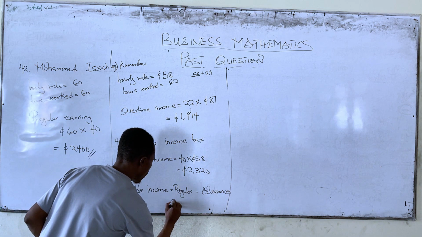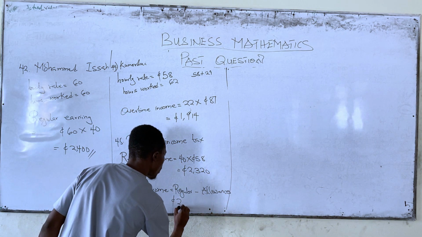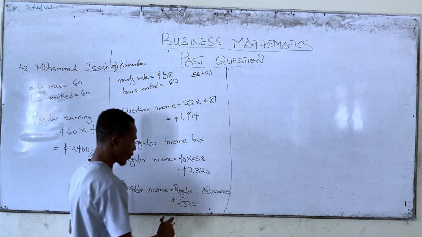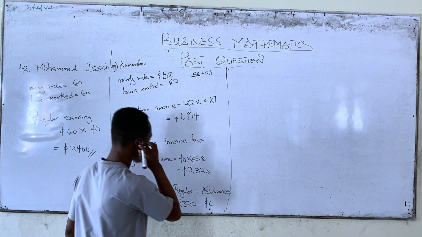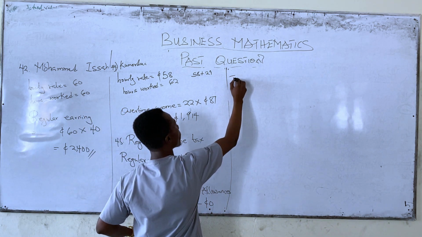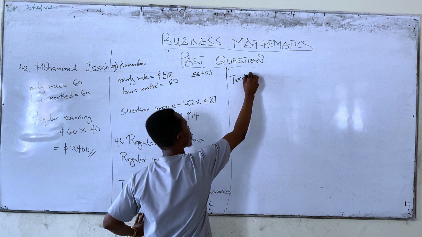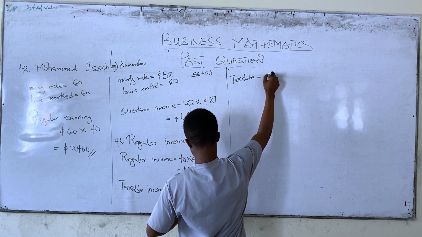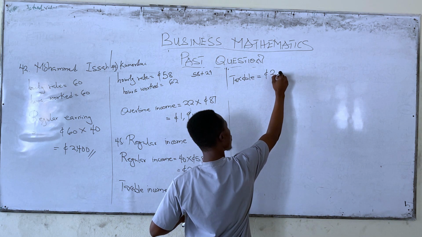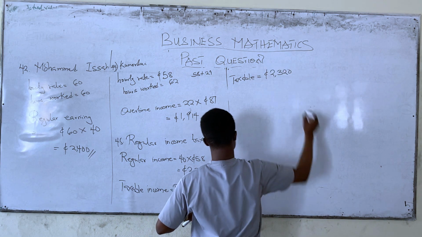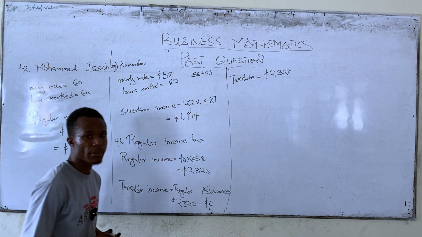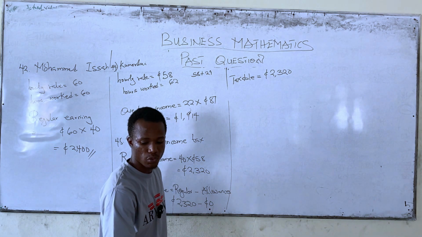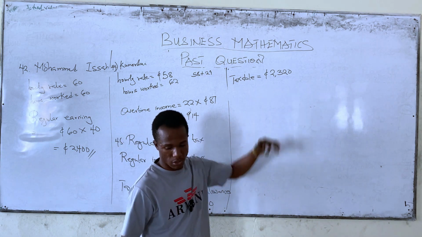Now, what is the regular income? 2,320 minus allowances. You don't have allowances, so it becomes 0. So your taxable income is 2,320. This is how you are going to solve it in case of any theory or any other question. This taxable income is what you are going to use to calculate with the chart they gave you.